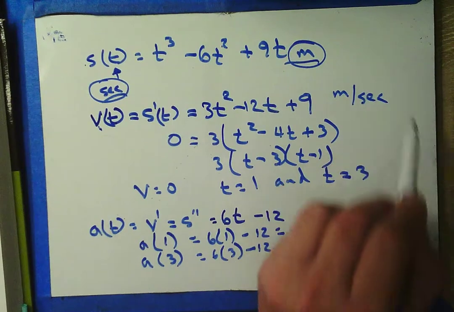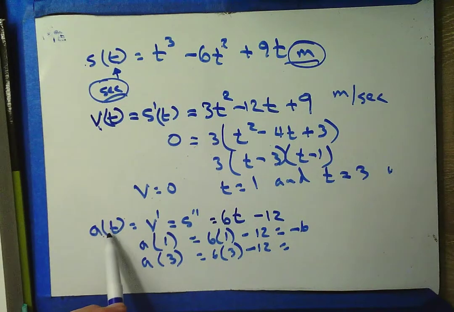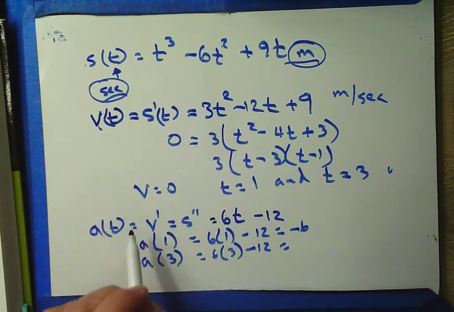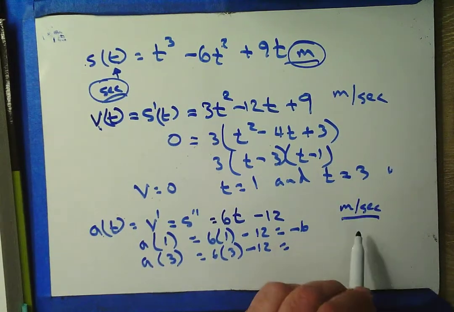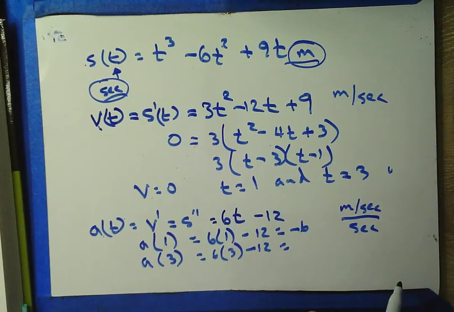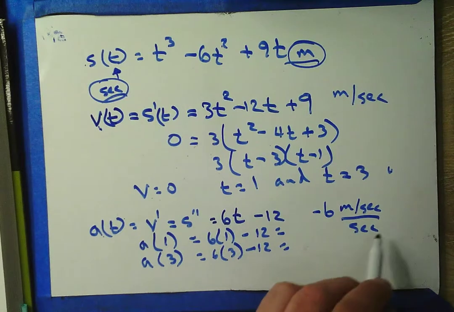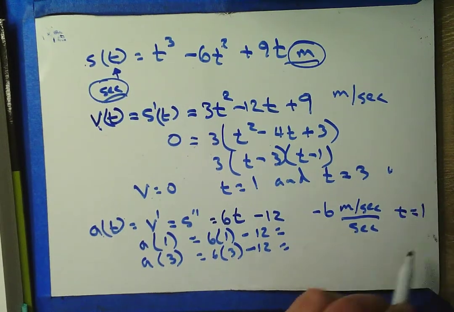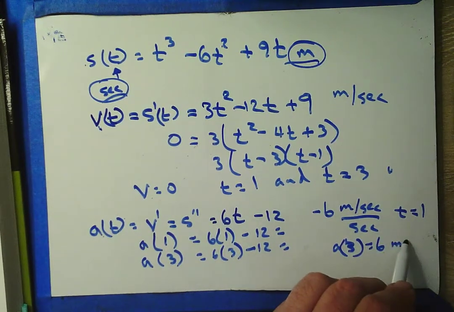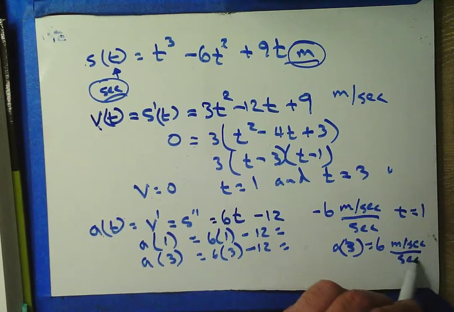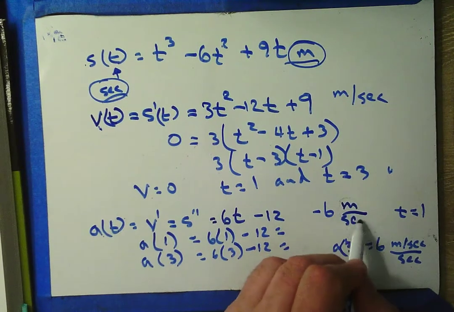These are meters per second. So what about acceleration? Well, acceleration is a change in velocity, a slope in velocity. So we've got meters per second on top with respect to time, seconds on the bottom. So I think the answers are negative 6 meters per second squared for time equal to 1, and a of 3 equals 6 meters per second squared. And yes, you're welcome to write this as meters per second squared.